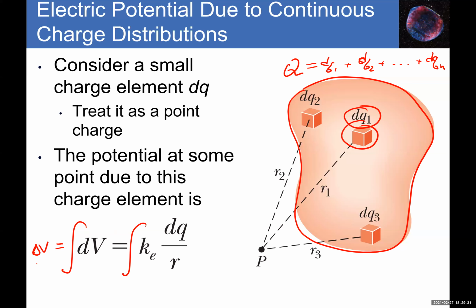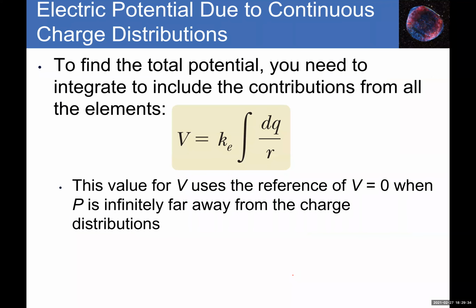That means, again, very similar to what we did for the electric field. To find the total potential in this case, you need to integrate and include the contribution from all those elements. The difference here is this is a much simpler integration, simply because potential is still a scalar quantity. That means we don't have to look at it in terms of sines, cosines, x components, y components. r here is just the distance from our element to that point. There are no components involved to find potential.